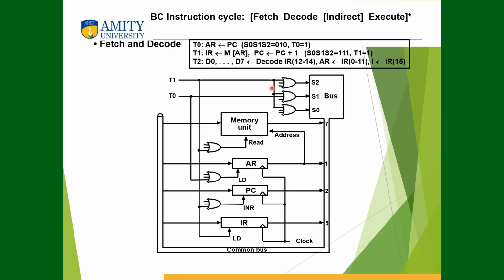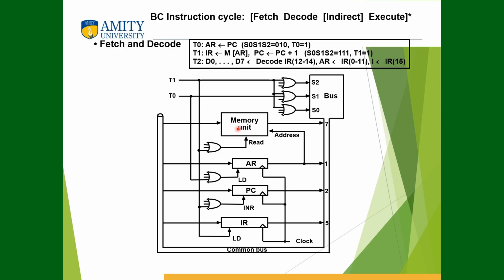For this we have to copy memory to the bus, hence the selection lines become 1 1 1, giving us memory to the bus, and we also set T1 as 1. This way we are able to get 1 1 and 1 because we are having OR gates, and T1 is given to each of the OR gates, giving us the selection line of 1 1 1, which allows the memory unit to be copied onto the bus.